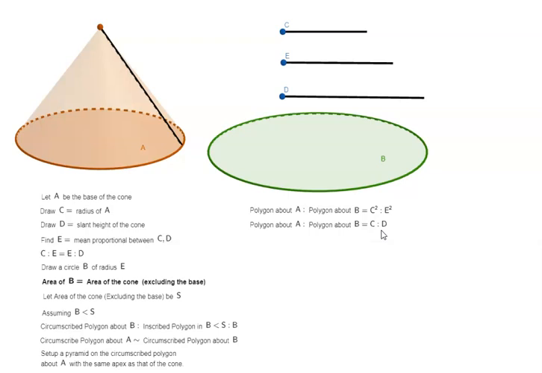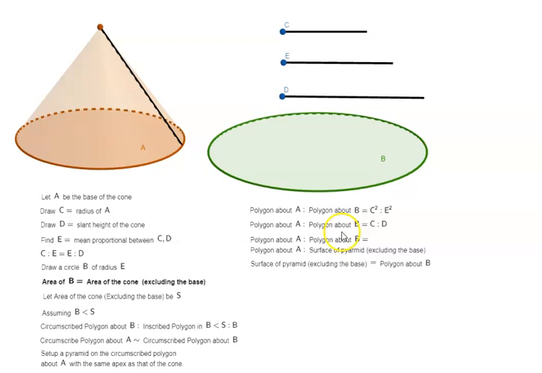Since C, E, D are in continued proportion, that means C square is to E square is equal to C is to D. Now polygon about A is to polygon about B is equal to polygon about A is to surface of pyramid excluding the base. So the ratio between the polygon about A and the polygon about B is the same as the polygon about A is to surface of the pyramid excluding the base. So which means surface of pyramid excluding the base is equal to polygon about B.